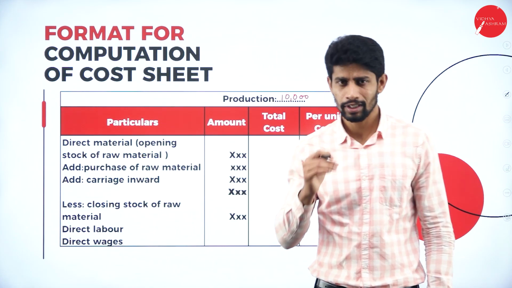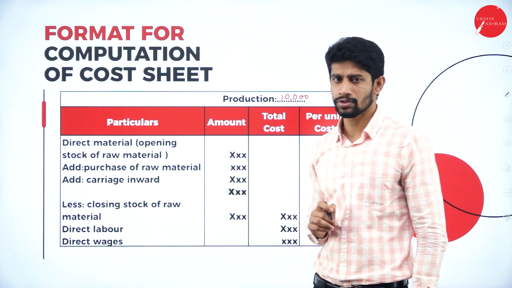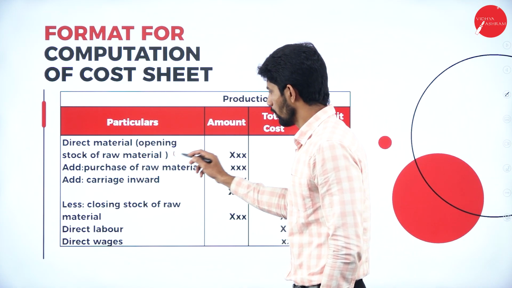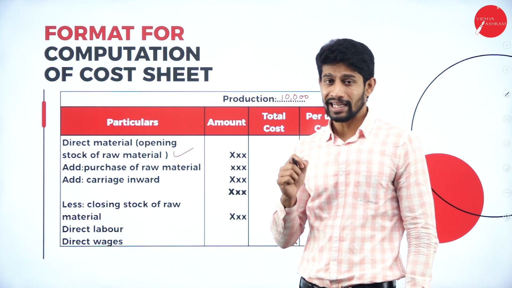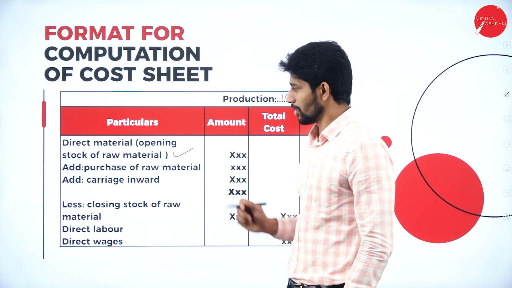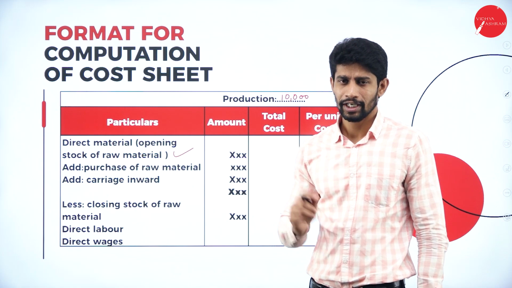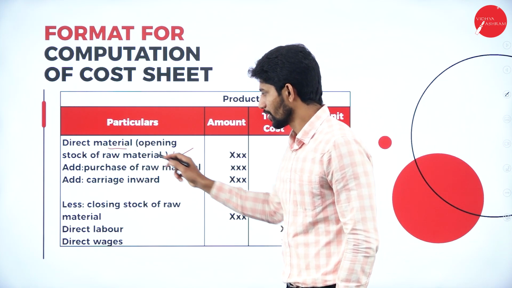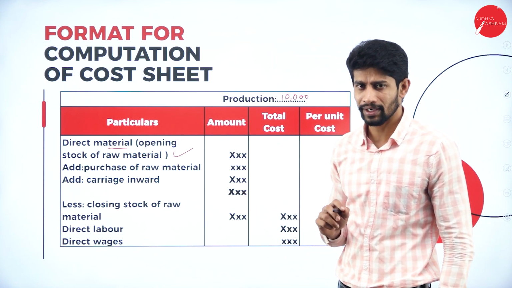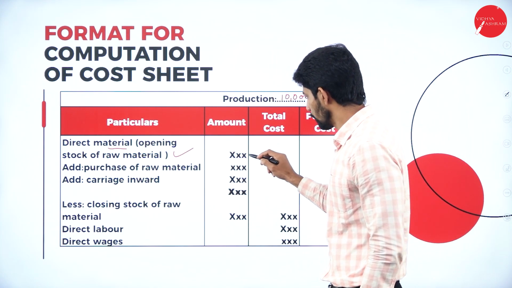After this, in particulars, first you are supposed to take the opening stock of raw materials. Direct material comes first in the cost sheet. So in direct material, first comes the opening stock of raw material. If just direct material is given in the problem, just take direct material. If opening stock of raw material is given, then first take the opening stock of raw material.